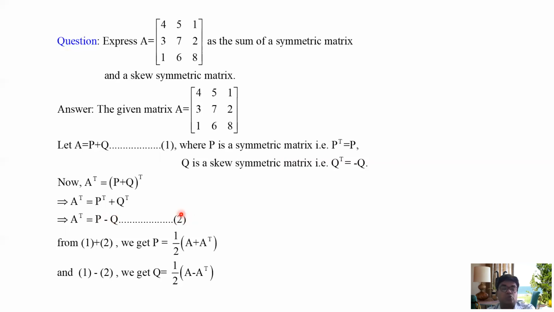If I add 1 plus 2, P is equal to half of A plus A transpose, and 1 minus 2, that is Q is equal to half of A minus A transpose. Okay, that is what P is. P is here, Q is here.